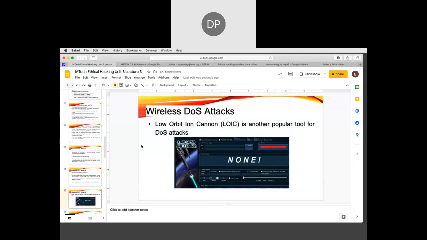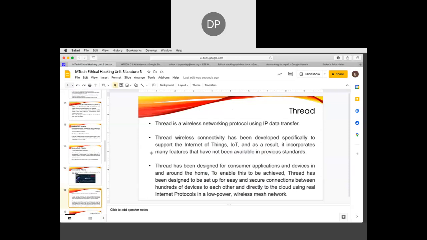Low Orbit Ion Cannon, abbreviated as LOIC, is another popular tool for DoS attacks. Then there is Thread, used in wireless networking for IP data transfer. Thread wireless connectivity has been developed specifically to support the Internet of Things (IoT), and as a result, it incorporates many features that have not been available in previous standards.